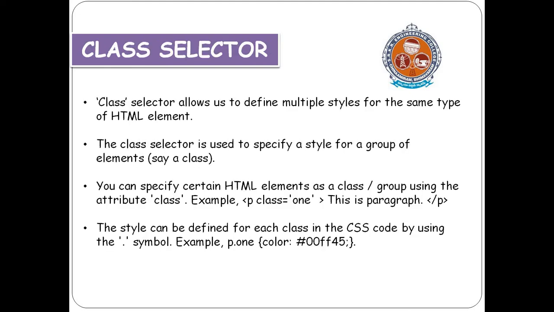So the first one is the class selector. The class selector mainly allows us to define multiple styles for the same type of HTML elements. That means with the help of class, you can define multiple styles for the same type of HTML. Next, the class selector is used to specify style for a group of elements.